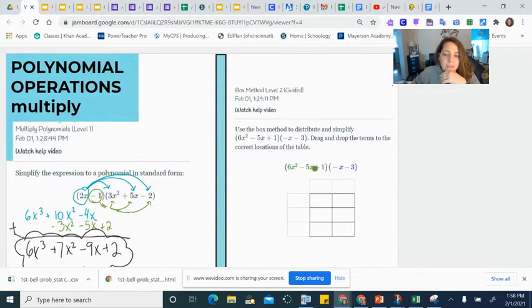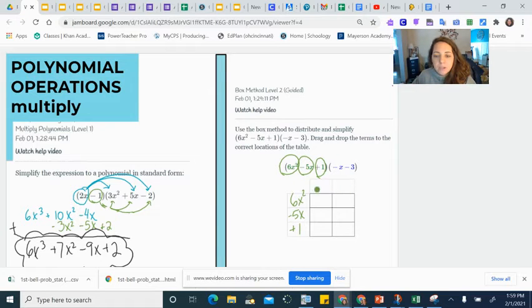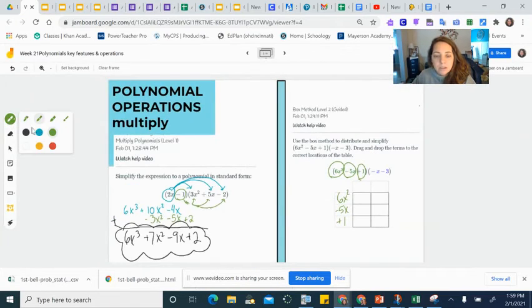Now, another way to organize the same idea, right? We've got 3 things, a trinomial multiplied by a binomial. Another way to organize that would be to put them in a box. So I just made it like a 3 by 2. You could have done a 2 by 3. It would work. But what you're going to do is you're going to take each of these terms and put them on the outside here. 6x squared, minus 5x, plus 1. And then we're going to take each of these terms and put them across the top, negative x and negative 3. Then you're going to multiply each of those together, okay?